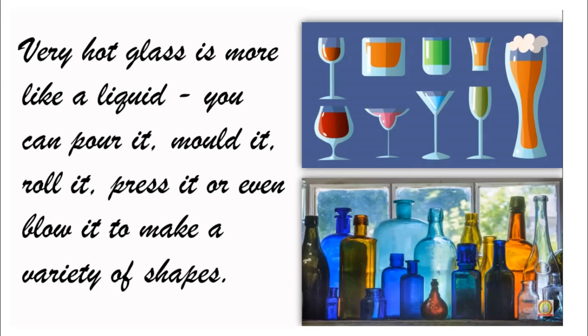Varieties of shapes and sizes means when the liquid glass is poured in the shape of a bottle mold, the liquid will take the shape of the mold, and you will get the shape. Now if the mold is of the shape of a bottle, the liquid glass will take the shape of the bottle. You can see in this picture also there are so many shapes and sizes of bottles or glasses.